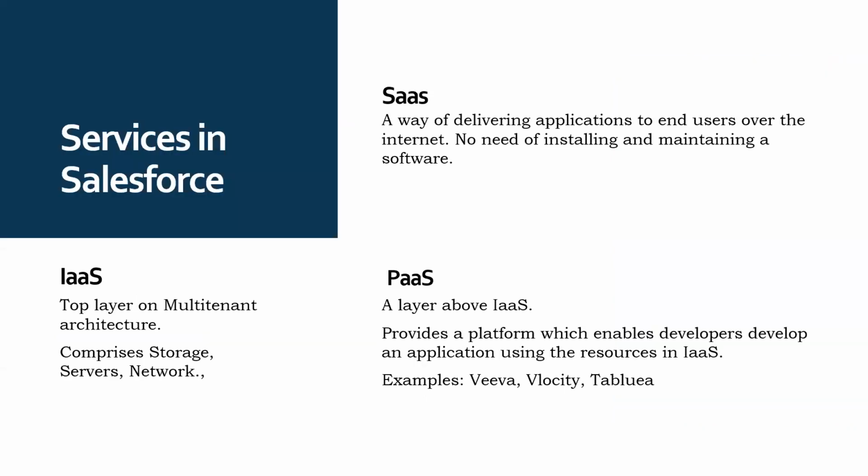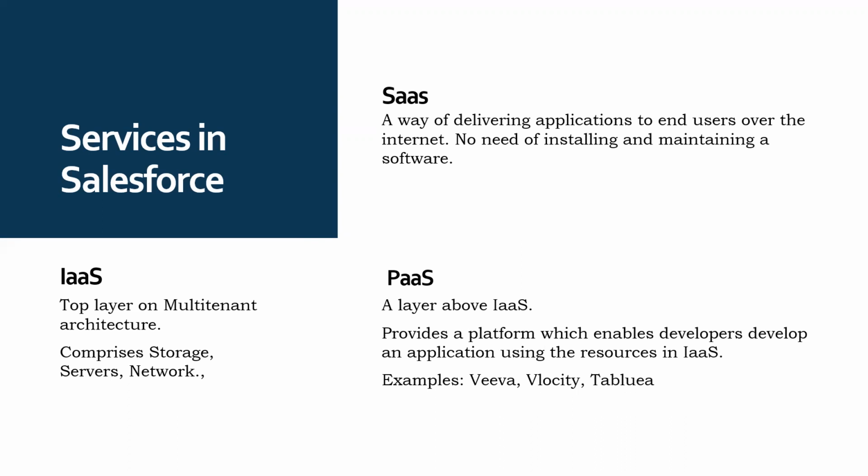Okay, let's talk. So there are various services in Salesforce, like you can see SaaS, IaaS, and PaaS. Let's talk about IaaS. IaaS is a top layer which provides infrastructure to us. For example, it comprises storage, servers, or network. So this is one of the services in Salesforce.